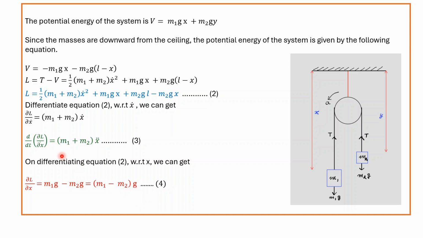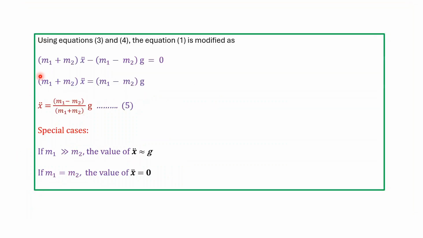On substituting the values of d by dt of dou L by dou x dot and dou L by dou x in equation 1, you can get the Lagrangian equation of Atwood's machine. x double dot equal to (m1 minus m2) divided by (m1 plus m2) into g.